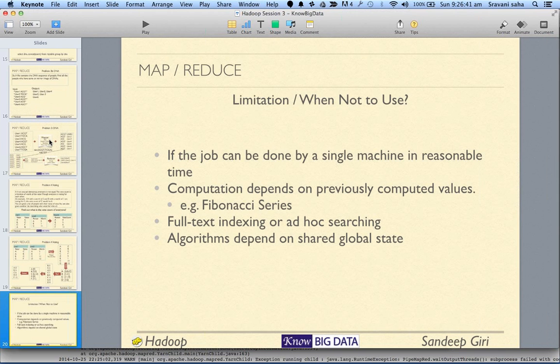Text indexing and ad hoc searching are bad examples of using MapReduce, Apache MapReduce, Hadoop.